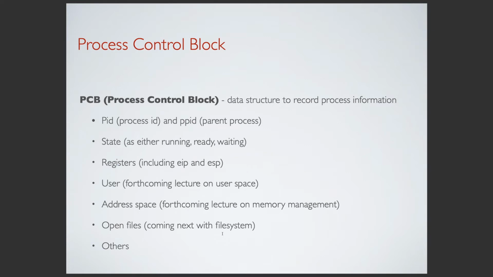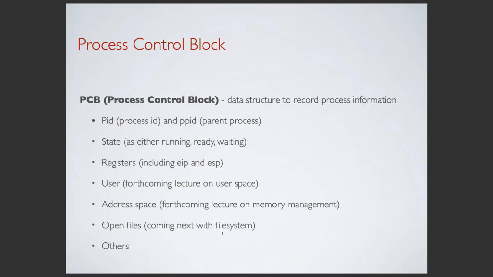One, a process ID, of course, because each process will be identified by some kind of an ID. And the parent process. We're going to see that when you create a process, but every process is created by a parent process, except the first process, what we call the root process. We need to keep track of the state: is it running, ready, or waiting? And we need to keep track of the registers, including the stack pointer and the instruction pointer, because when we want to resume, we need to resume where it was.